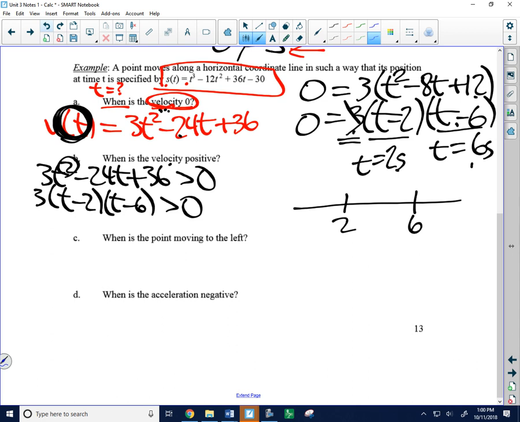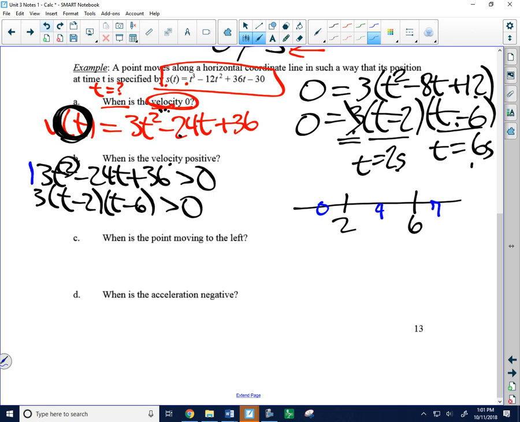All right, so I'm going to try, let's pick some values. I'm going to pick 4. You can pick 3 or 5, doesn't really matter. I'm going to pick 7. It's the number on the right of 6. These are test values. I'm going to pick 0. Number on the left of 2. You pick 1 if you want. 0 is always very easy to plug in, though.